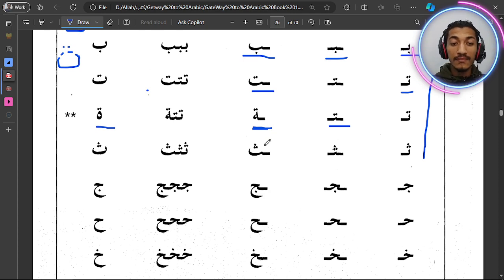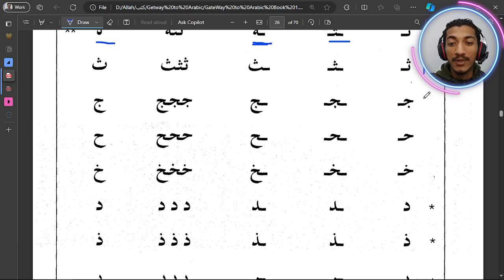Okay, let's go to the next set, which are jim, ha, and kha. Jim, ha, and kha. Those three have the same main characters, as we said. They have the same shape, and the difference is the place of the dot. Ha, there is no dot. Jim, it's down. Kha, it's up.